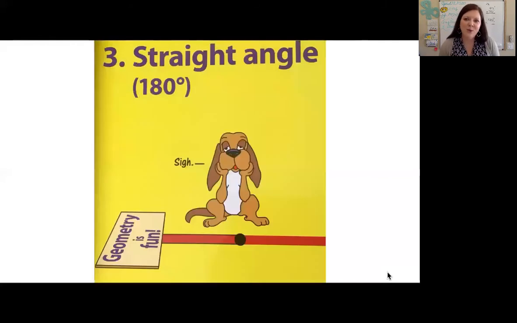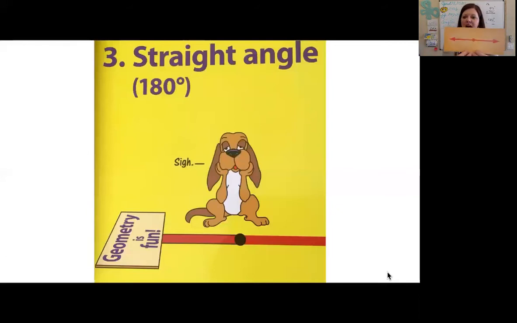Now, let's go back to that straight angle. Bless his heart. He just has a big sigh there. Notice how we have the vertex or the point in the center, and we have a ray on this side, a ray on the other side, and they're exactly straight. They make 180 degrees, and this is called a straight angle. Notice it's called a straight angle and not a straight line, okay? This is a straight angle.